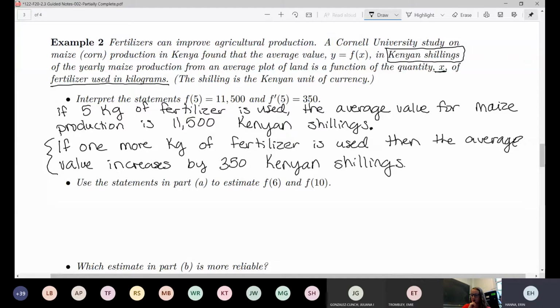So if I look at the next point, it says use statements in part A to estimate f of 6 and f of 10. So f of 6, well, that would be adding on an extra kilogram from f of 5. So if we think about what the derivative is telling us, what that slope is, and that's why I wrote it in that way, the slope of that derivative value is telling us essentially how we're increasing if we add on 1 extra kilogram of fertilizer, which would get us to f of 6.